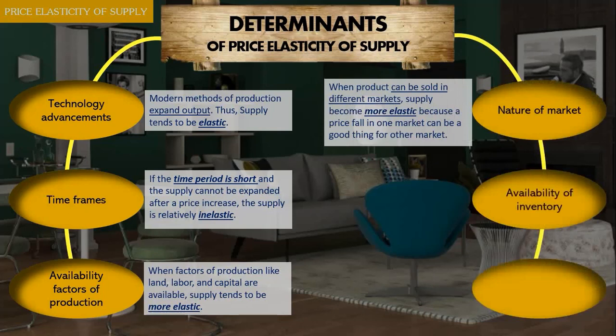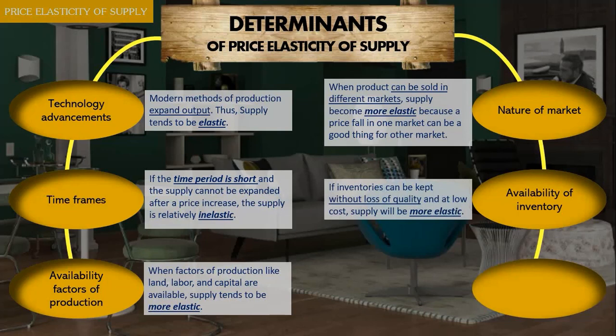The fifth one is the availability of inventory. If inventories can be kept without loss of quality and at low cost, supply will be more elastic. It is because the quantity supplied can be added very quickly in the market, assuming that variable factors are readily available.